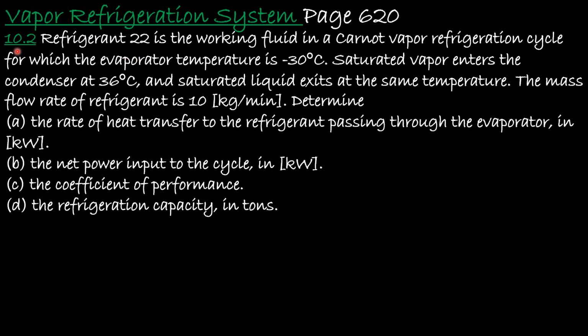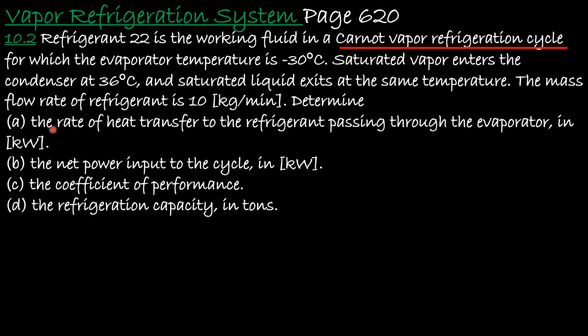Hi, this is problem 10.2. In this problem, we are told we have refrigerant 22 as the working fluid in a Carnot vapor refrigeration cycle for which the evaporator temperature is minus 30 degrees Celsius. Saturated vapor enters the condenser at 36 degrees Celsius and saturated liquid exits at the same temperature. The mass flow rate of refrigerant is 10 kg per minute.